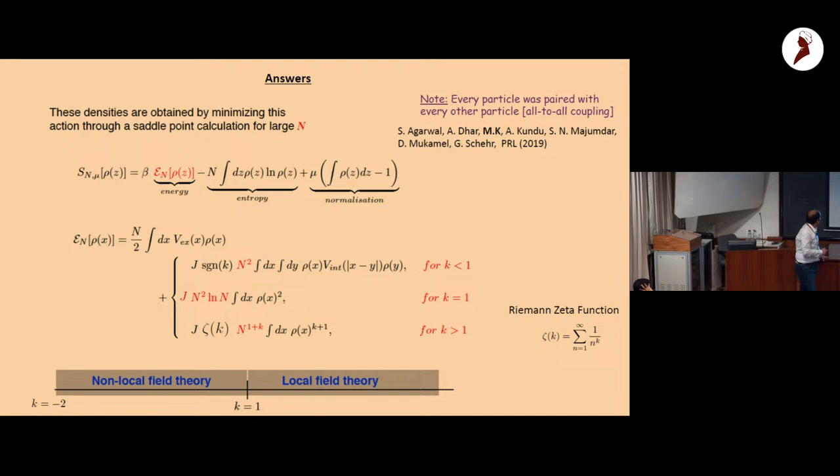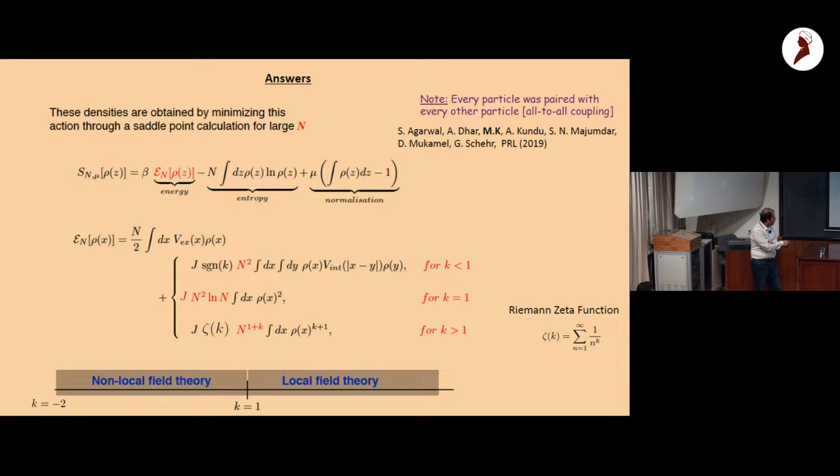So for k greater than 1, your effective theory is just rho to the power k plus 1. Okay, so it's a local theory. And there are no fitting parameters here. The zeta k is the Riemann zeta function. And for k less than 1, the effective theory is non-local. So you have rho x, rho y, v of x minus y.